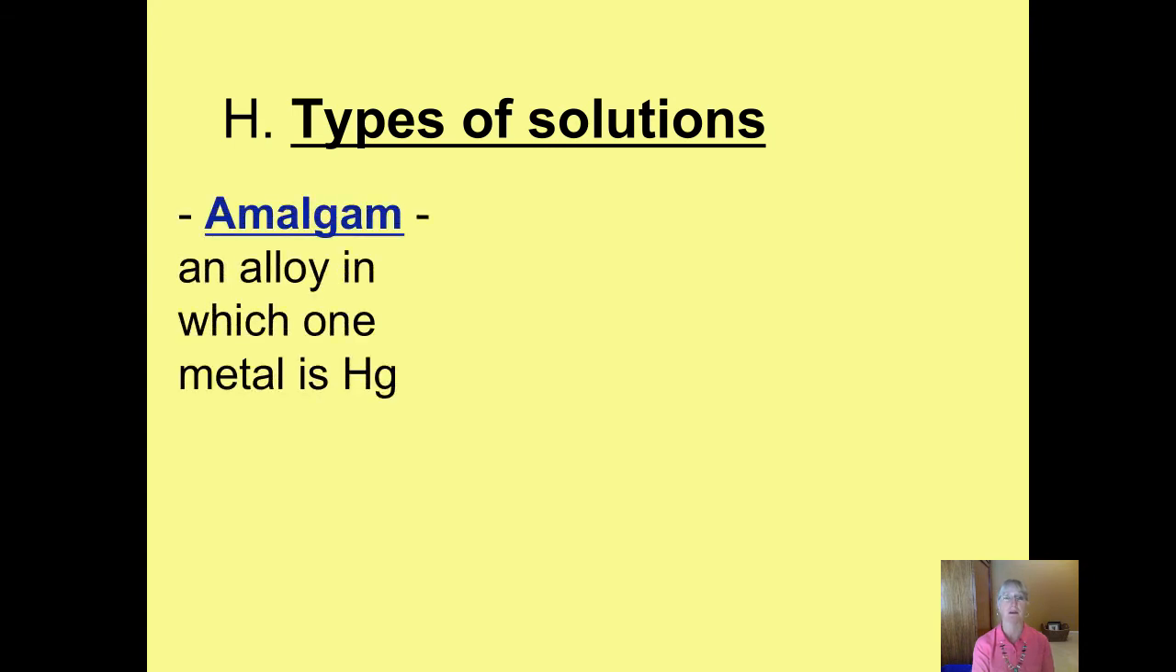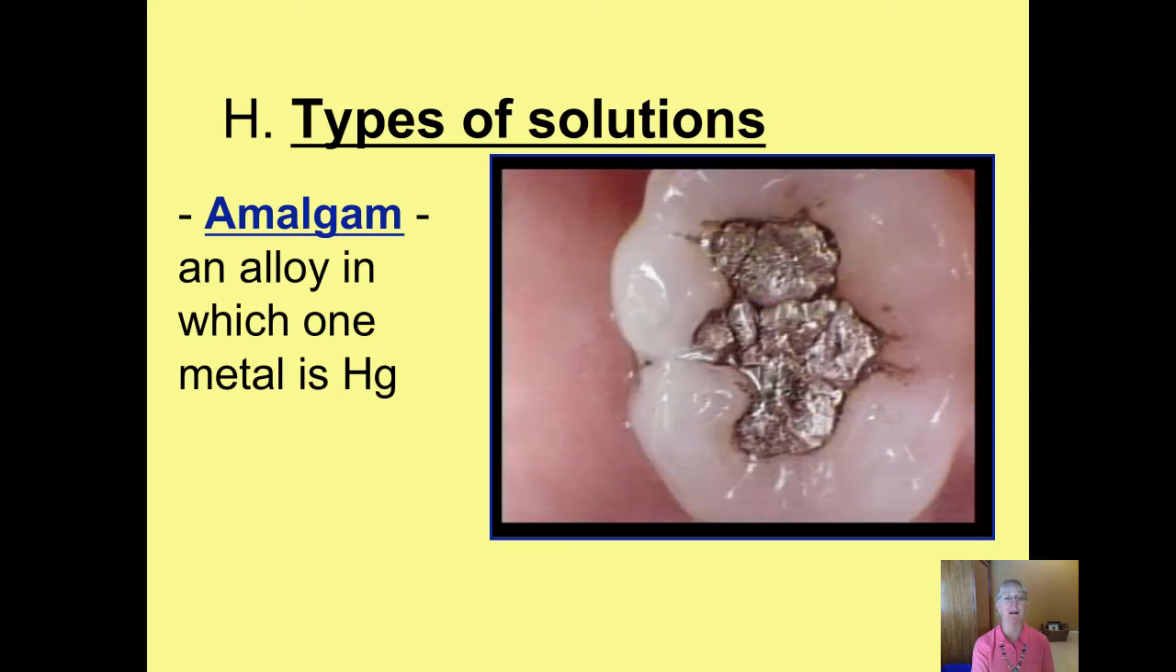A special kind of alloy, I bet many of you have in your teeth right now, it's called an amalgam. And dentists still use mercury to fill in the gaps caused by dental cavities. And an alloy that involves mercury metal is referred to as an amalgam.